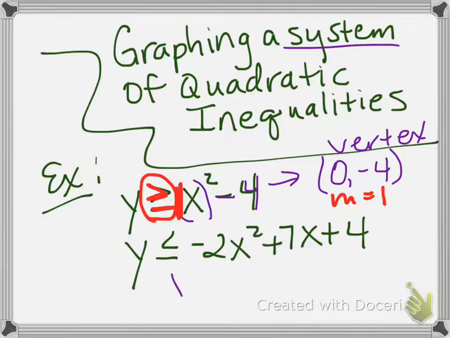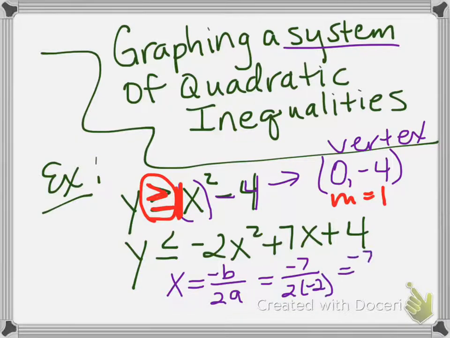For this next equation, we're back in standard form. We have to use negative b divided by 2a. So our b is 7, so that makes negative 7 divided by 2 times negative 2, which is negative 7 divided by negative 4. 2 negatives divided will be a positive, and this is going to reduce to be 1.75.